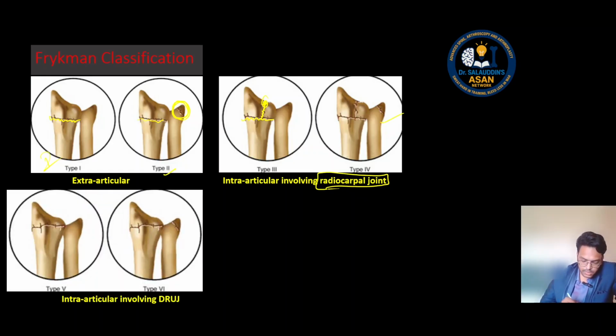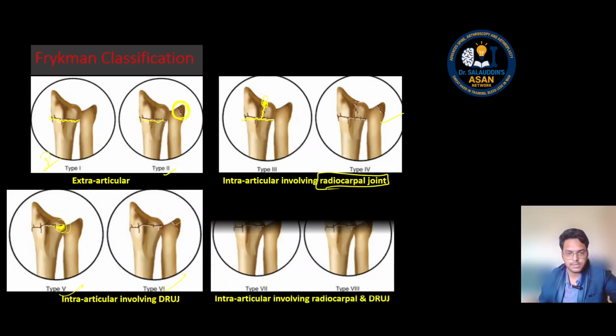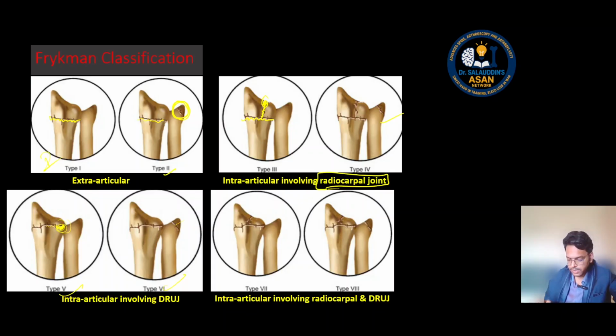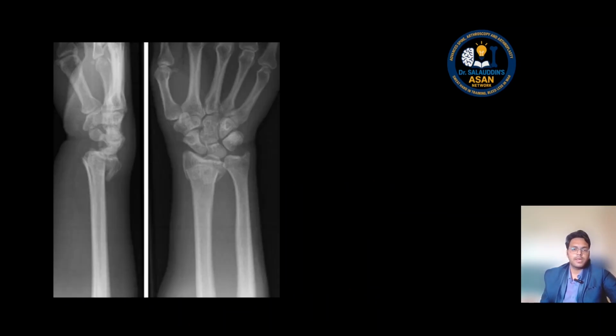Then the fracture is involving the distal radioulnar joint. Here you can see the distal radioulnar joint is involved from the fracture line. It is type 5. With ulna, it is type 6. The intra-articular fracture with the radiocarpal and the DRUJ both is type 7. With ulna it is type 8. This is Frykman classification. Now we will see examples with the X-rays.